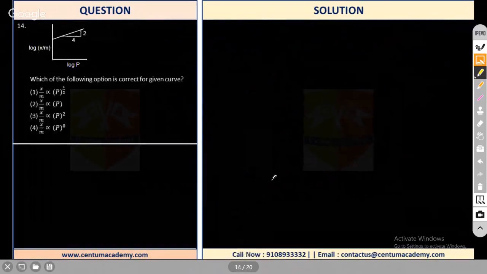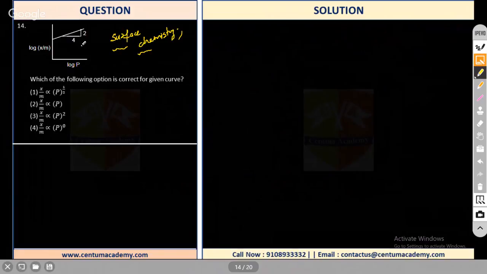Which of the following options is correct for the given curve? This question belongs to surface chemistry. When I was teaching this, I discussed this graph.